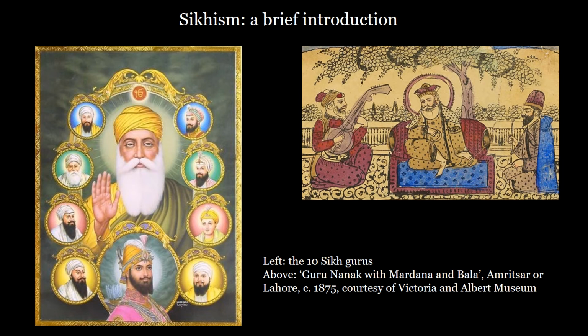In the 18th century, in the 1700s, the Sikh community experiences some growing tensions with the Mughal Empire. And so the Khalsa begins to militarize and organize in order to protect itself from what it sees as a threat from the Mughal government.